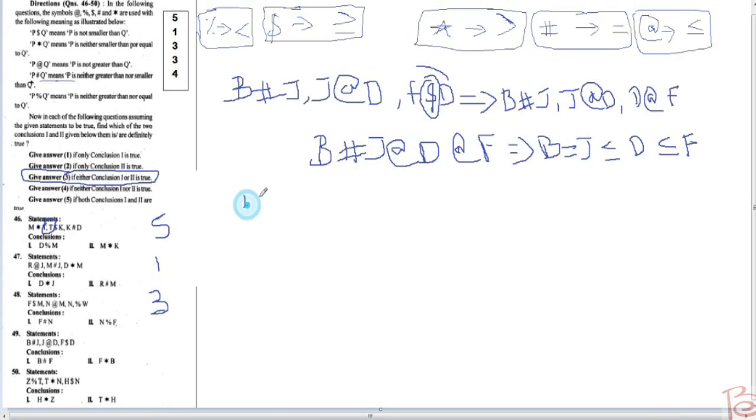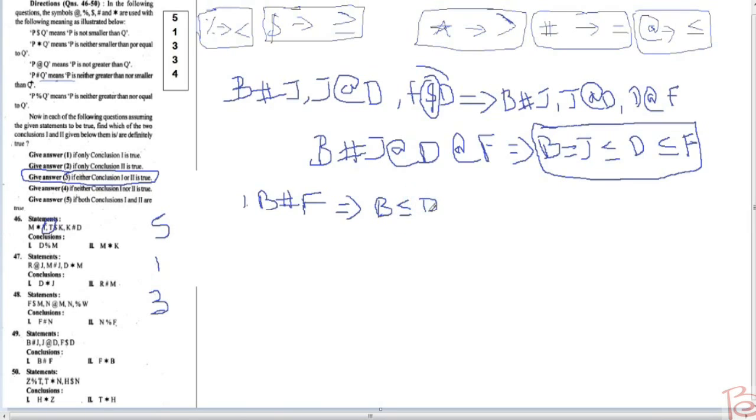Let's go for the conclusion. The first conclusion is b hash f. So b is here, so we have to consider the complete statement. I can replace j with b because both j and b are equal. So b less than or equal to d, less than or equal to f. As I told you before, both are in the same direction, so we can get a conclusion, and one is a dual functionality and the other one is also a dual functionality, so the answer will be a dual functionality.